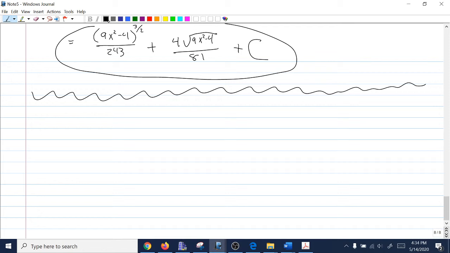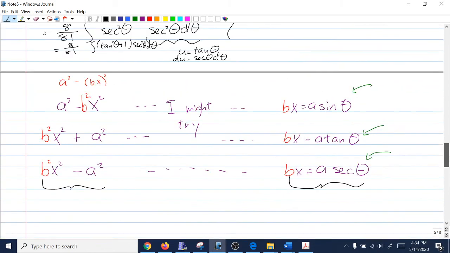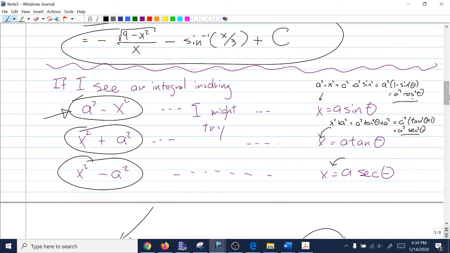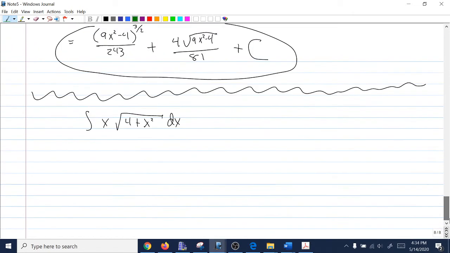trig substitution. Let's integrate x square root 4 plus x squared dx. Which version of this is this? I have a squared minus x squared. I have x squared plus a squared. I have x squared minus a squared. I don't have an a squared plus x squared. Wait a minute, it works the same. This is x squared plus a squared. Plus doesn't care about the order. 4 plus x squared is the same as x squared plus 4. The thing to do is the tangent.